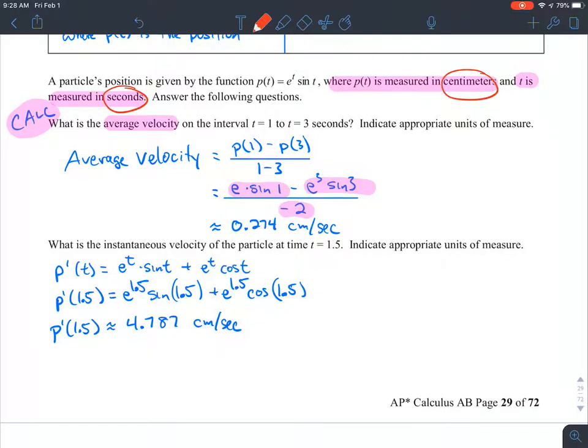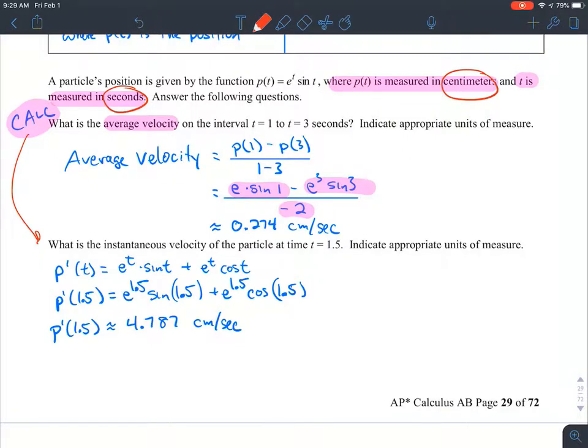Part 2. What is the instantaneous velocity? Instantaneous velocity is instantaneous rate of change, that's derivative, of the particle when t is 1.5. Indicate appropriate units of measure. Even though we're allowed to use a calculator for this, we're not just going to throw this whole thing in our calculator and get an answer. We're going to show some work and use a calculator when the calculation gets tough.